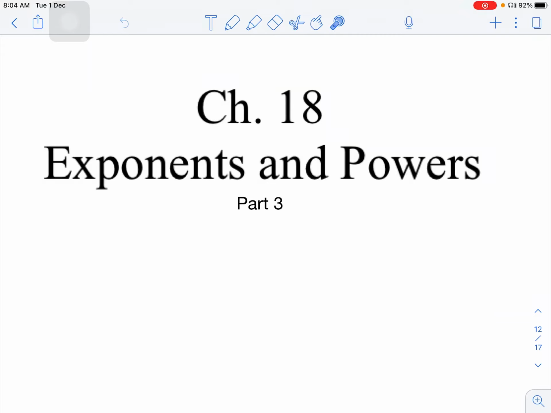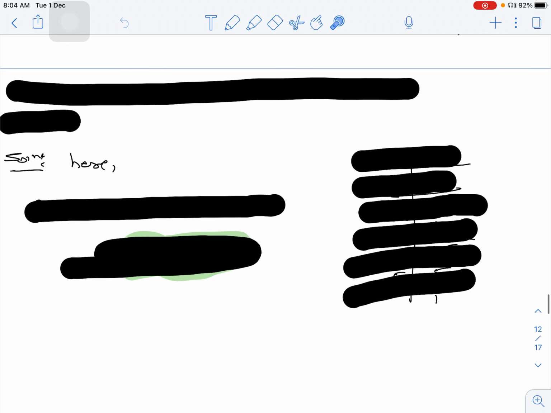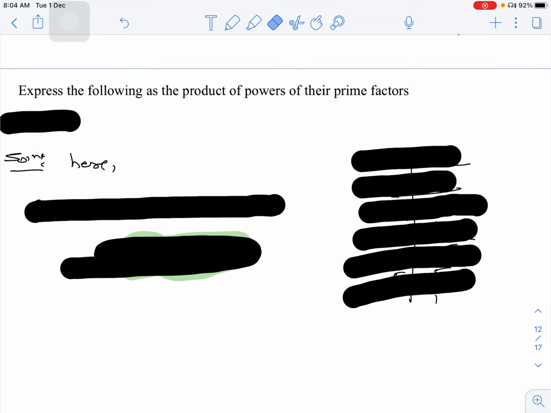So, hello students. Today we are going to learn part 3 of chapter number 18, that is exponents and powers. In the previous class we have learned some examples based on this topic. Now today in this class also we are going to solve some more examples. Okay. Now let us start with our first example.